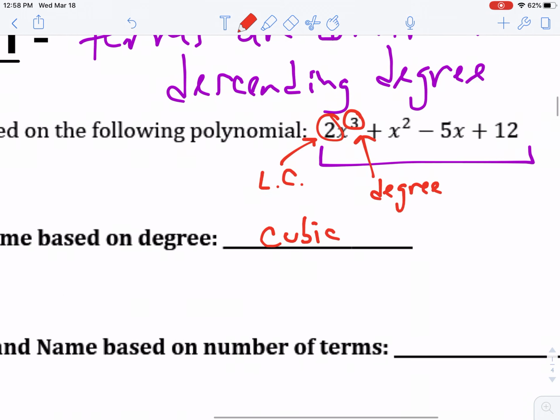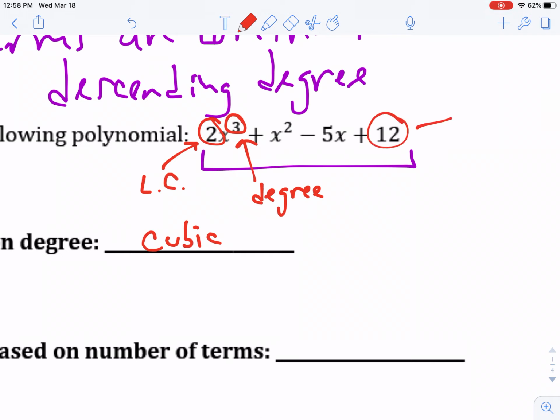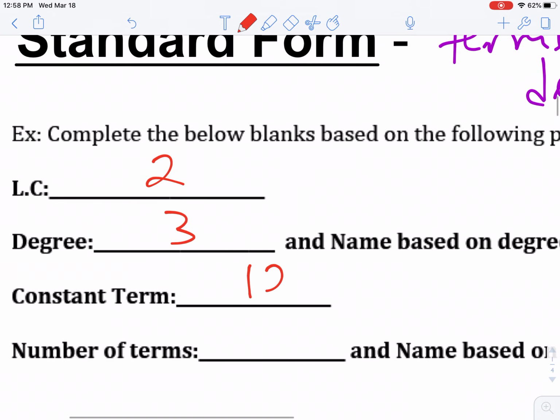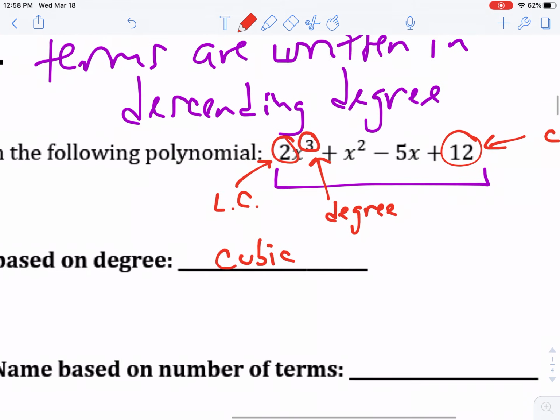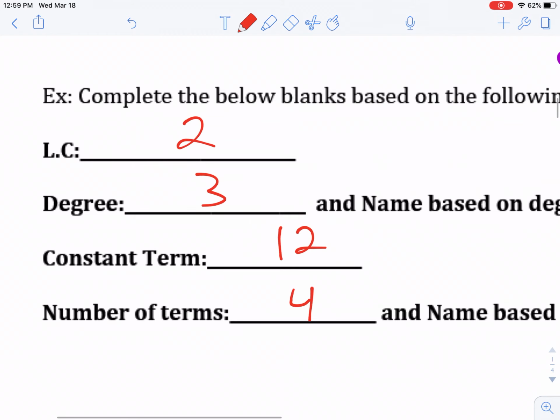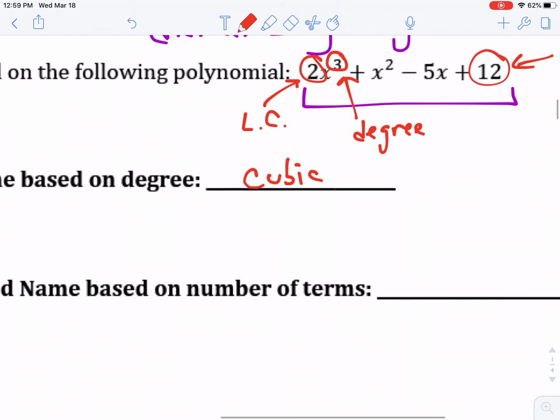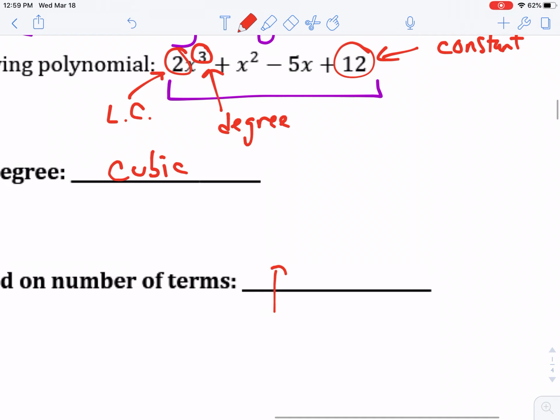The constant term is the one all the way at the end. That's the constant. That's 12. The number of terms is, count them up, 1, 2, 3, 4. There's 4 separate terms separated by minus and plus signs, and that is called a polynomial.